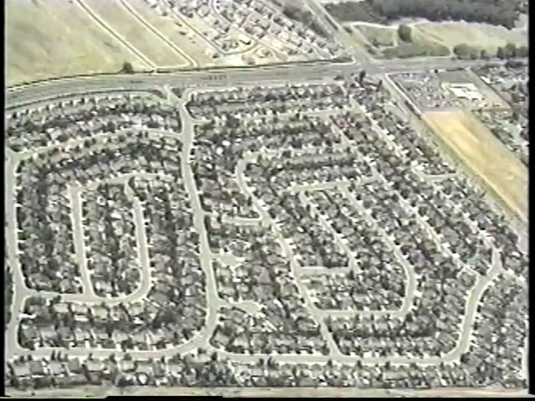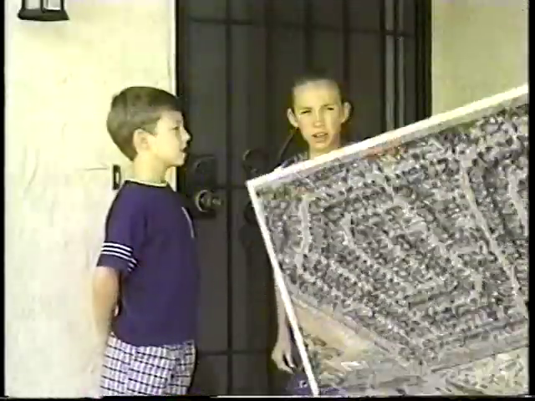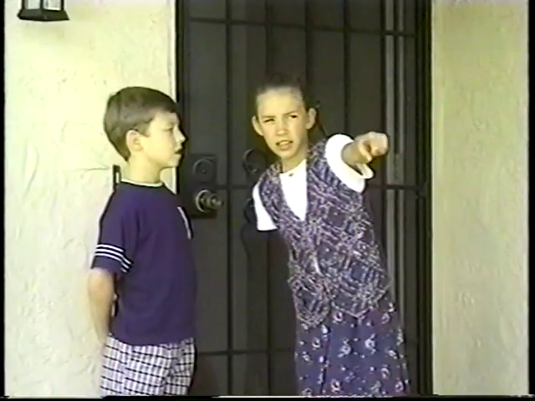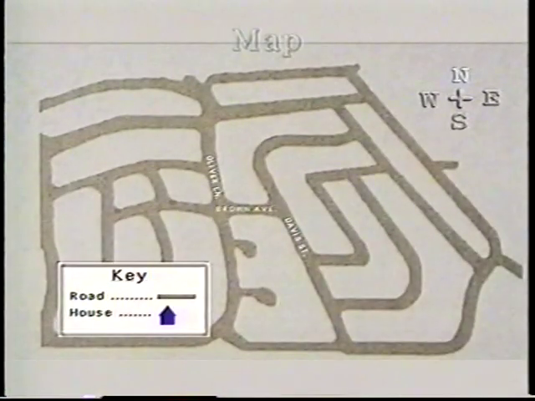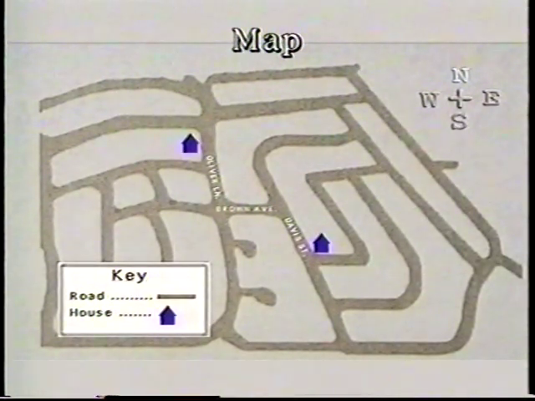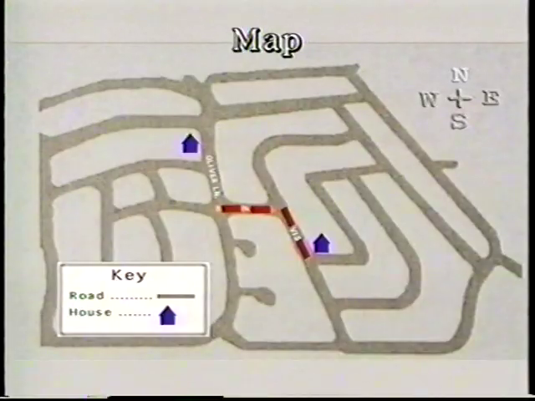Here is a photograph of Rusty's neighborhood taken from the airplane. Suppose Rusty wants to find out how to get to his friend Deanna's house. Rusty will need a map. This map shows all the streets in Rusty's neighborhood. Here is his house on Davis Street. Deanna's house is over here on Oliver Lane. Rusty will need to walk up Davis Street, turn on Brown Avenue, and then turn on Oliver Lane.